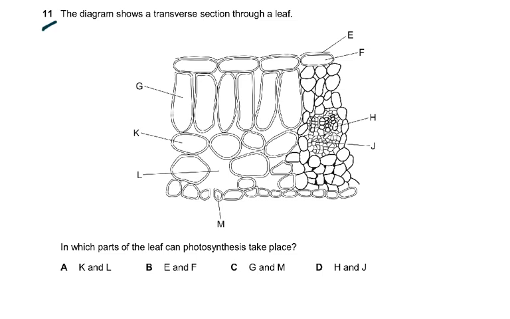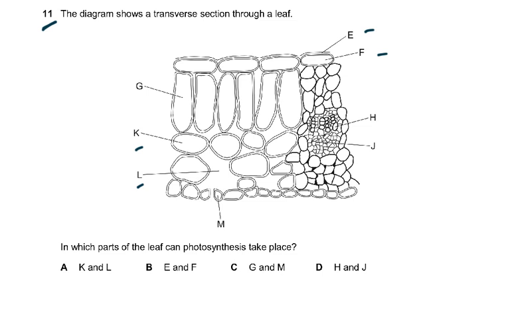Question number 11. The diagram shows a transverse section through a leaf. In which parts of the leaf can photosynthesis take place? Now you know it doesn't take place in the cuticle. So E is the cuticle, F is the upper epidermis, and then you have G, which is the palisade mesophyll, K is the spongy mesophyll, L is the air space, M is the guard cell. Now you know the guard cells can photosynthesize, they have chloroplasts in them.